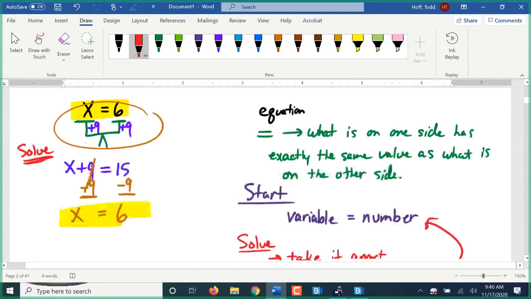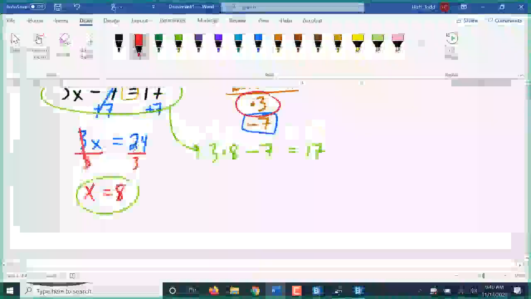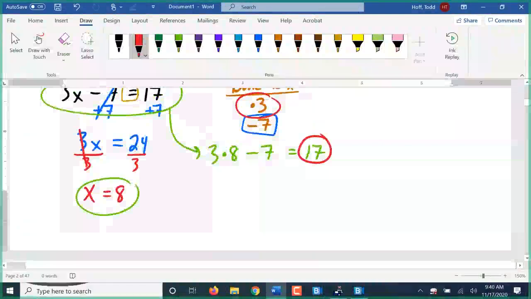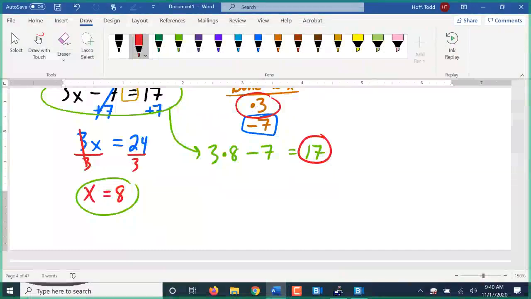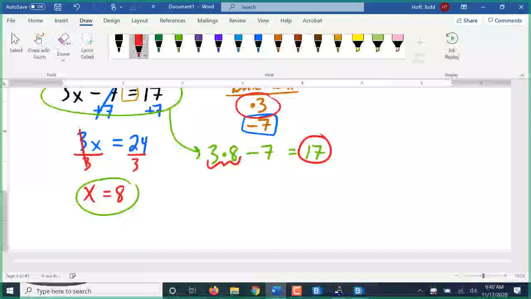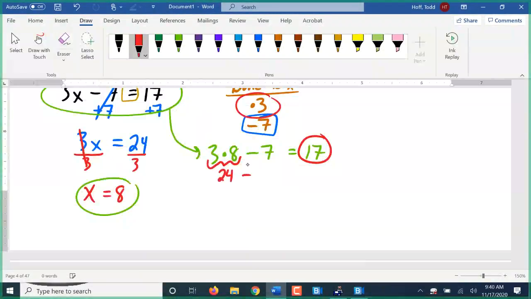Now the 17 here, there's nothing to do with that. So we have 17 on the right side. Left side, we have some operations to do. So we have to do order of operations to see what we get. We would multiply first. 3 times 8 is 24. And then subtract 7. 24 minus 7 is 17. So we do get 17 on both sides of that equation.